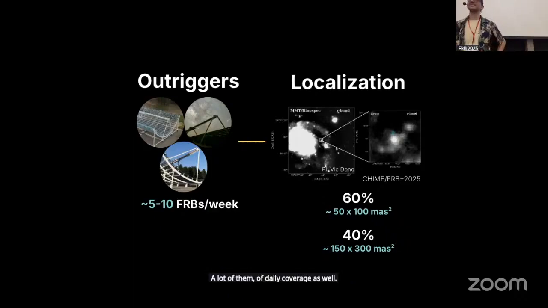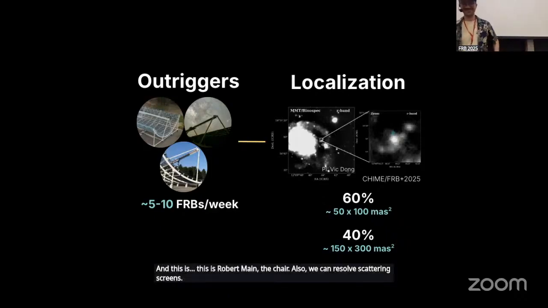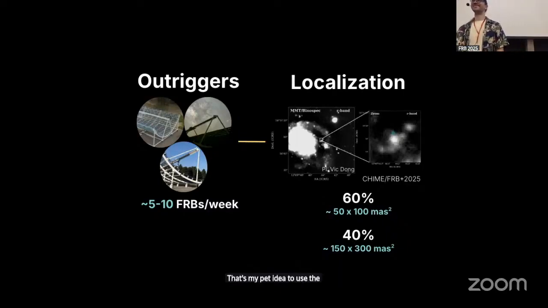And this is Robert Main, the chair. Also, we can resolve scattering screens and map galactic plasma. That's my pet idea to use the Outriggers for. Any last question here or online?